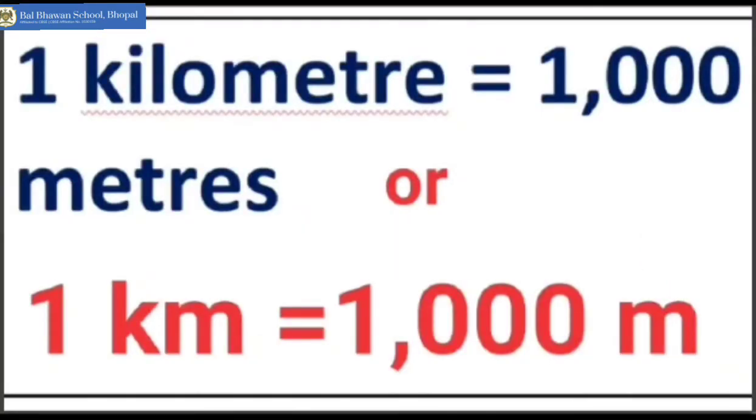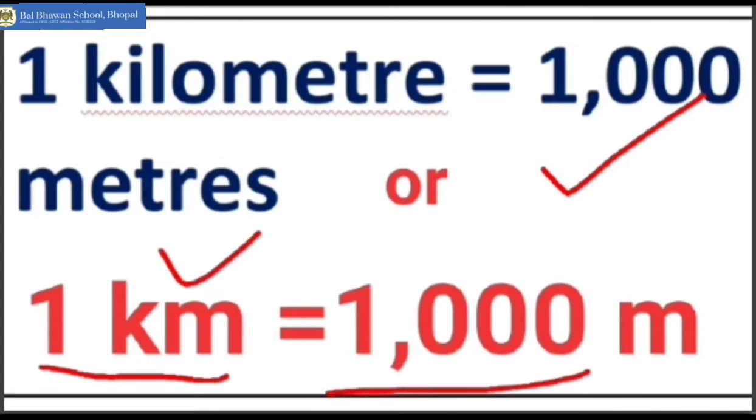Do you know children what is the length of 1 kilometer? It is 1000 meters and we can write it in short form too as 1 kilometer, km, is equal to 1000 m or meters.